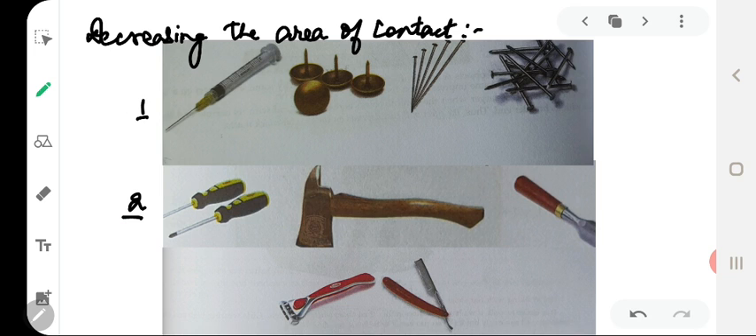Coming to the second one. These show the tradesman's tools. Mechanics and technicians use tools like screwdrivers, cutters, drill bits, chisels, etc., all of which have pointed or edged tips or ends. These tools have small area of contact to exert large pressure. The third one shows shaving razors. Razors used by barbers and safety razors have sharp-edged blades to have increased pressure to shave hair.